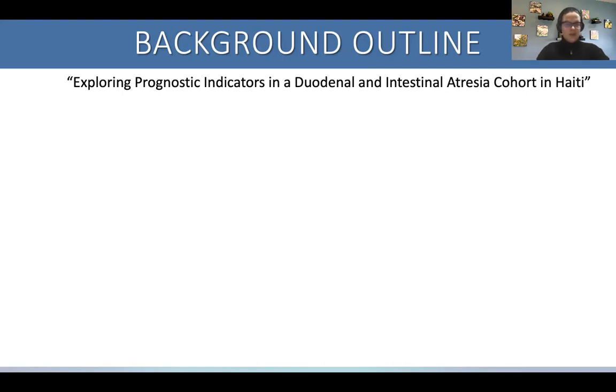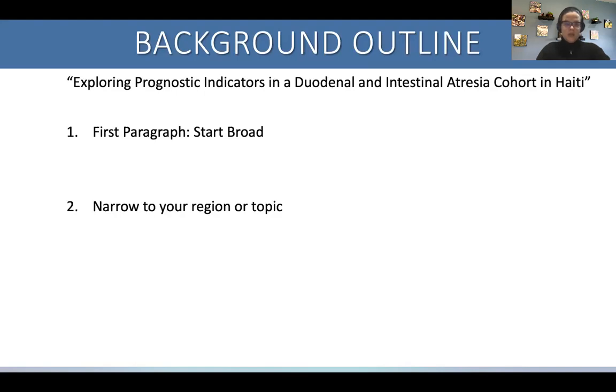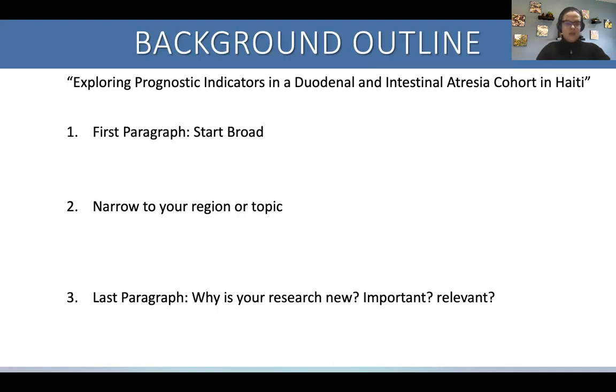When we look back to our example on exploring prognostic indicators in a duodenal and intestinal atresia cohort in Haiti, our first paragraph, we really want to start broad. Then in the second paragraph, you can narrow to your region or topic. And in the third paragraph, you can say, why is your research new, important, or relevant?